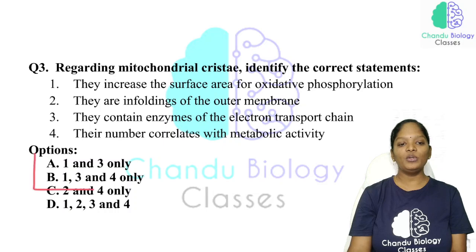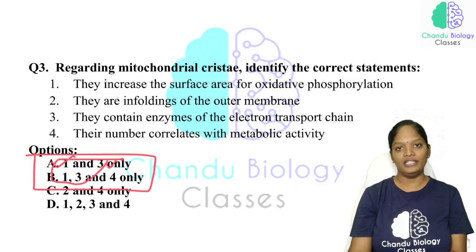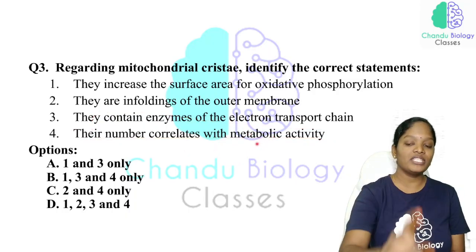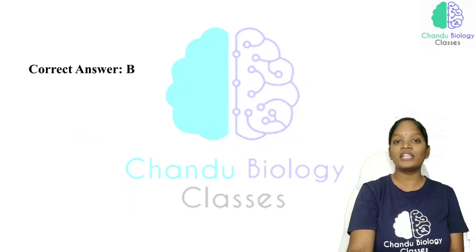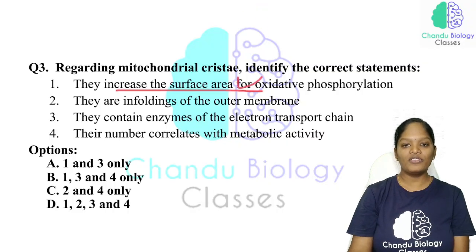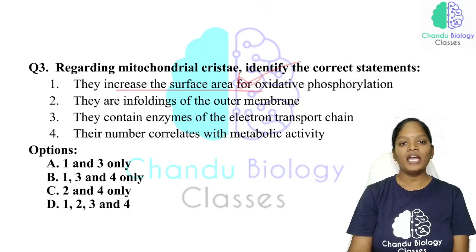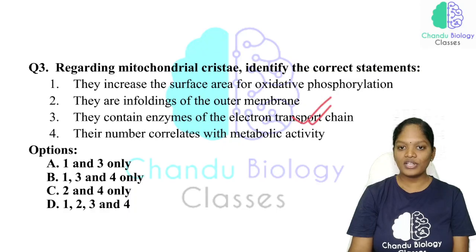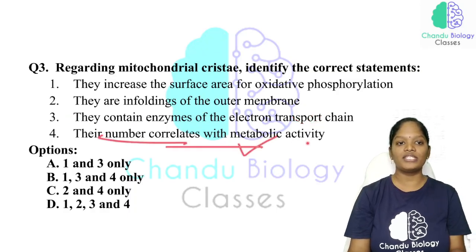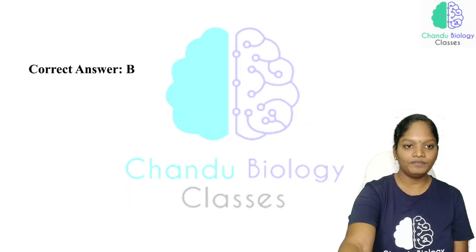So in the remaining two options, we have seen that 1 and 3 are automatically right. So we have to study this fourth statement: their number correlates with the metabolic activity. We have studied this statement, and it is a right statement. See here, this first statement, they increase the surface area. Of course, it is increasing the surface area. And they are the infoldings of their inner membrane, and they contain the enzymes for the electron transport chain, of course, and their number correlates with the metabolic activity. Of course, it is a right statement, right?